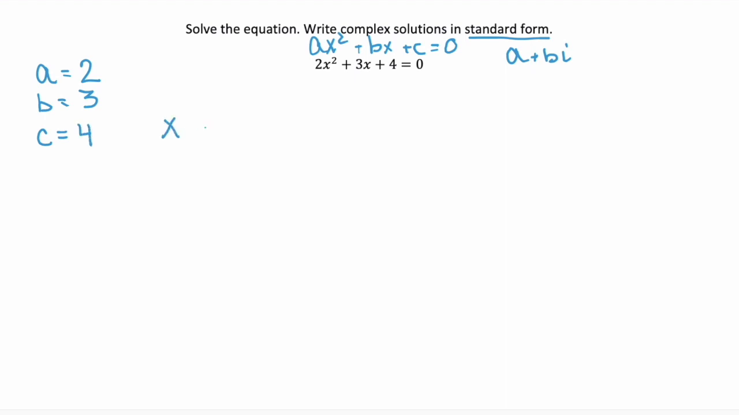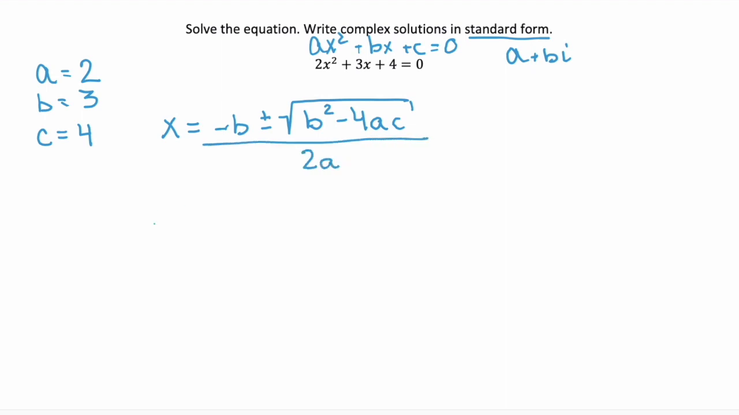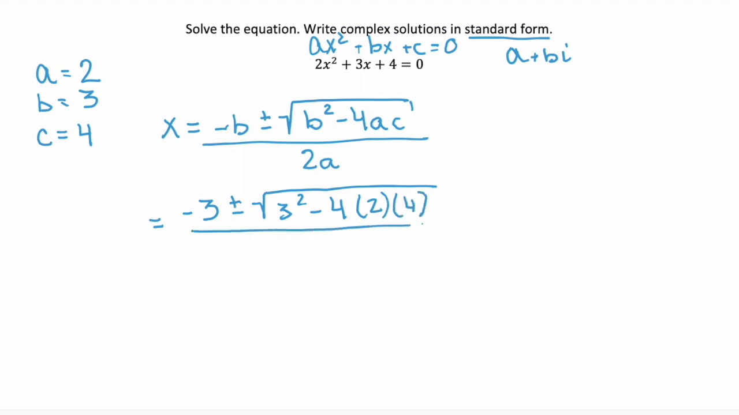Then recall that quadratic formula. x equals negative b plus or minus the square root of b squared minus 4ac, divided by 2 times a. Now we just substitute in the values for a, b, and c. That gives us negative 3 plus or minus the square root of 3 squared minus 4 times 2 times 4, over 2 times 2. Now we start simplifying.